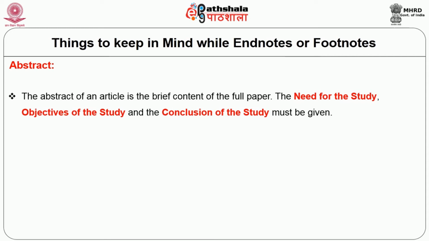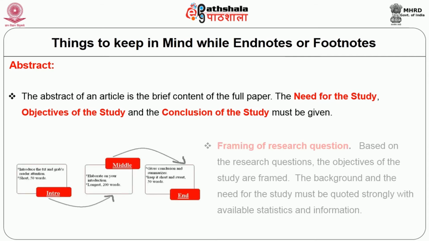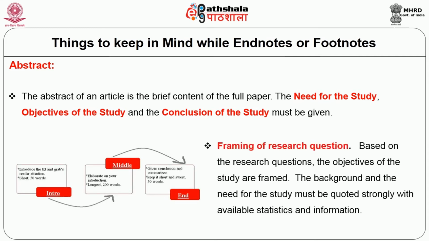The need for the study, objectives of the study and the conclusion of the study must be given. How to write an article? First one, framing of the research question. Based on the research questions, the objectives of the study are framed. The background and the need for the study must be quoted strongly with available statistics and information.